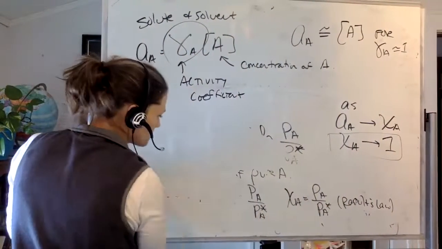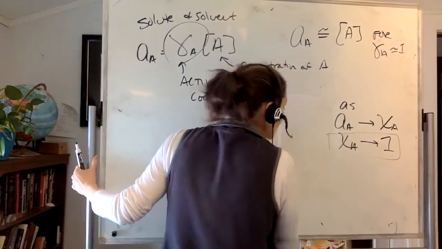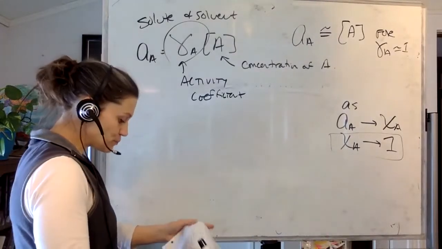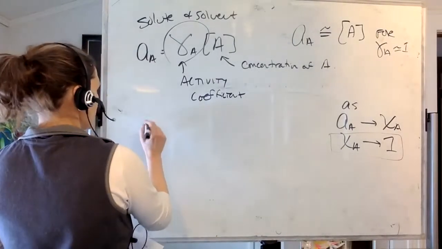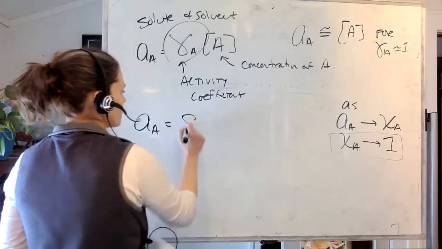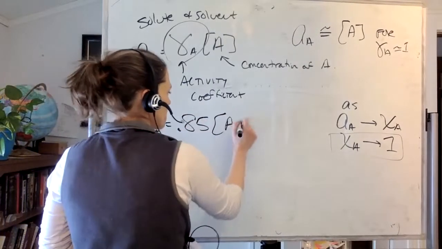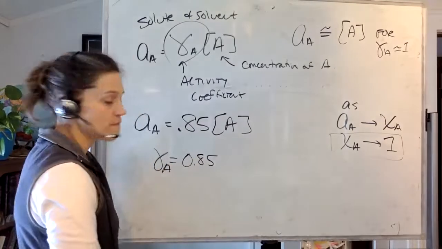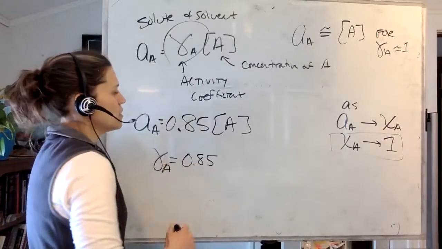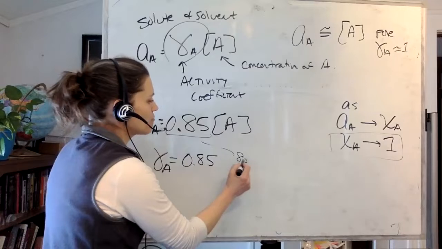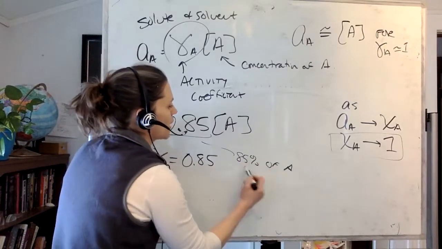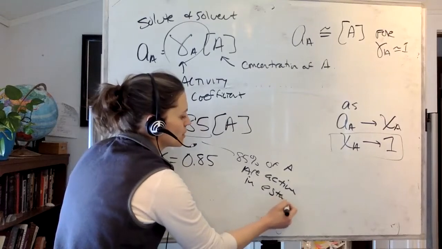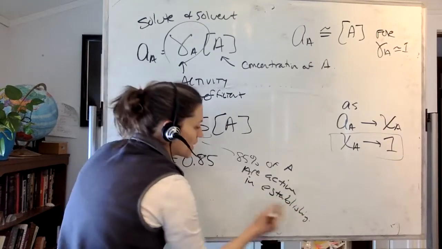This is all determined experimentally. There is no way to predict what the activities will be. We're getting pretty good at it, but we still don't have a direct way. So let's say the activity coefficient is 0.85. Okay, so this means essentially 85% of A are active in establishing, oh my gosh, C.